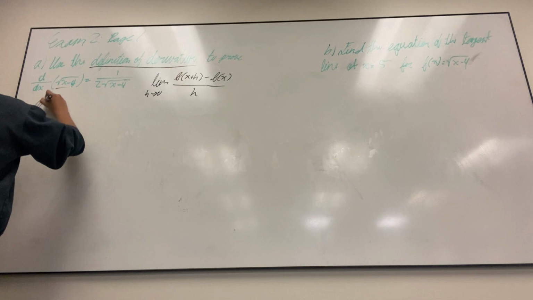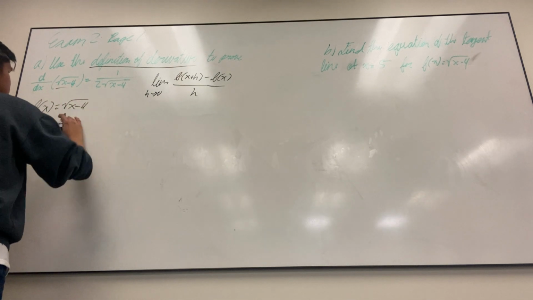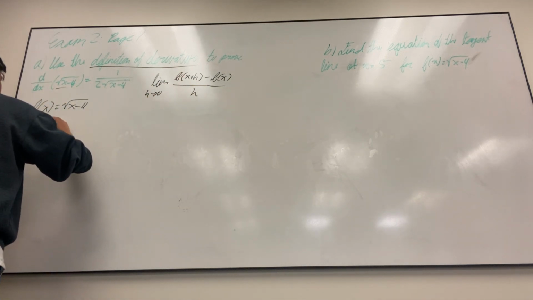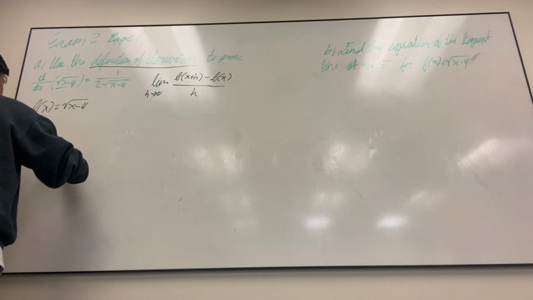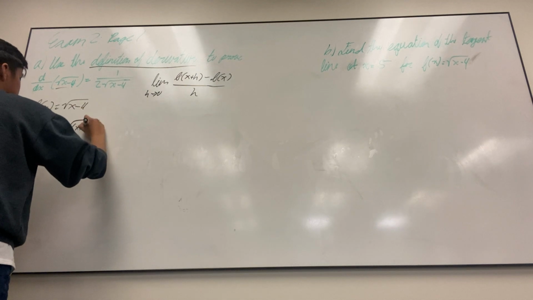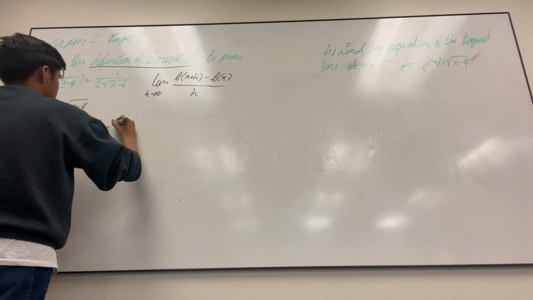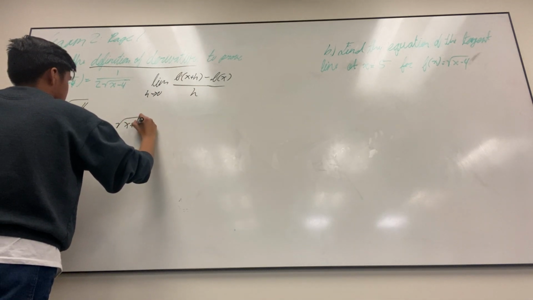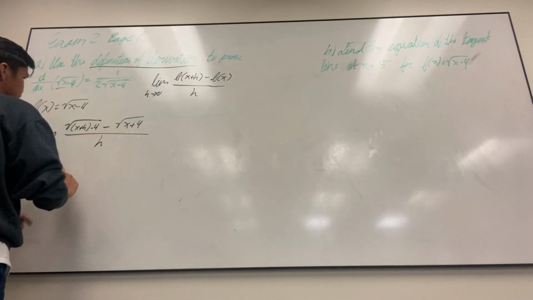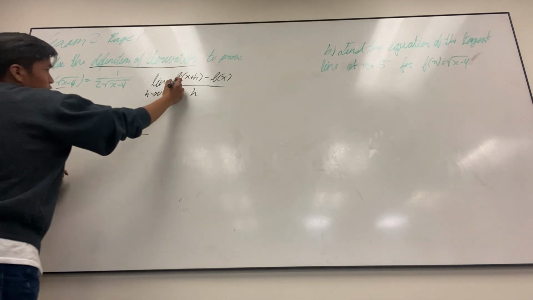So your f of x is square root x minus 4. So you can plug that into these values. So then you'd have the limit as h approaches 0 of square root of x plus h minus 4, minus your f of x, over h. This is square root of x plus h minus 4 because of f of x plus h.